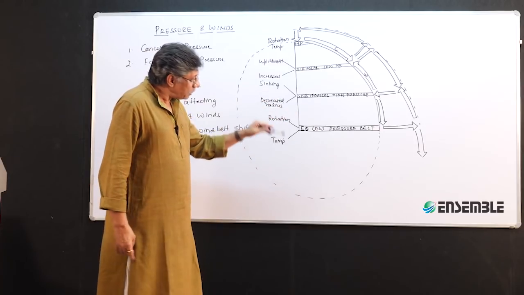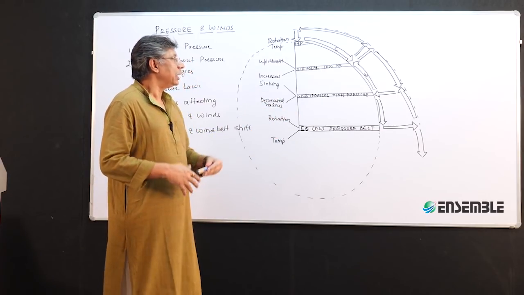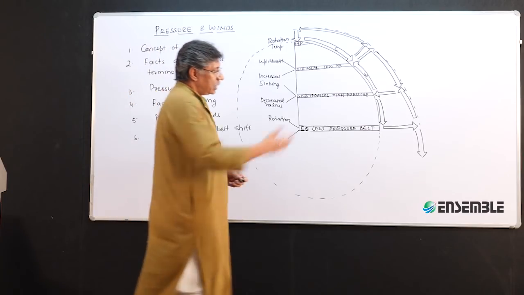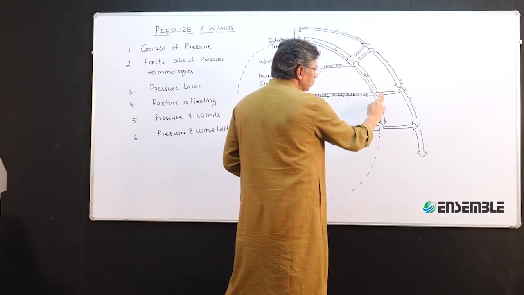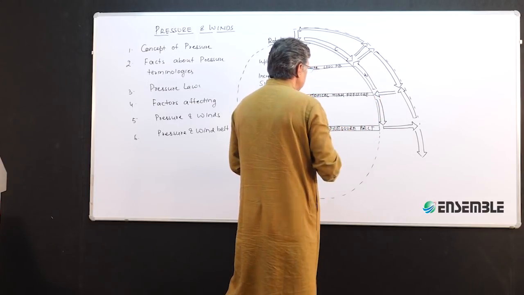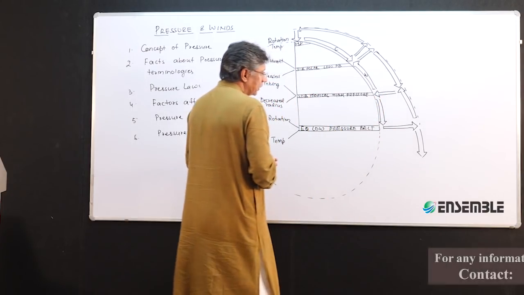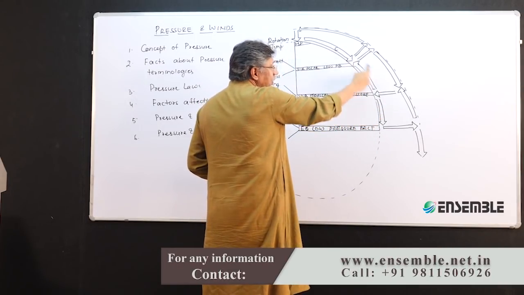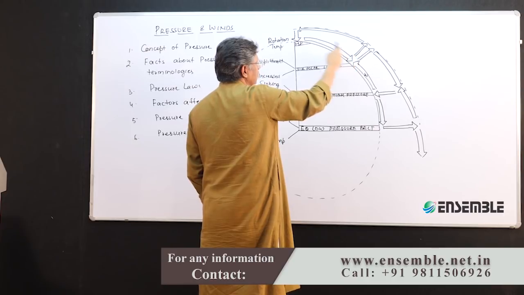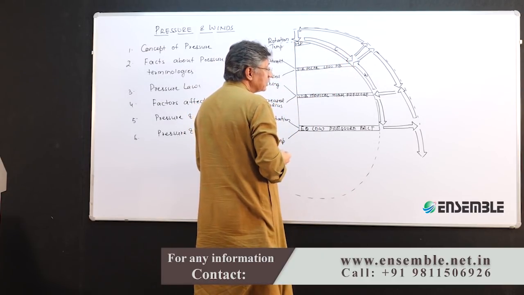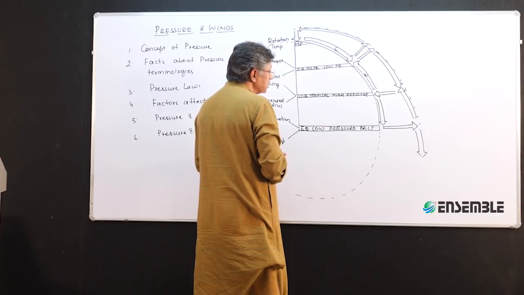Now, while these pressure belts evolve, they also lead to the evolution of wind belts. Now, imagine this is the wind that is going to be moving from the subtropical region to the equatorial region. These are the winds that are going to be moving at the surface. And then another wind is moving at the surface here also. And then there is going to be another wind that is moving here as well.